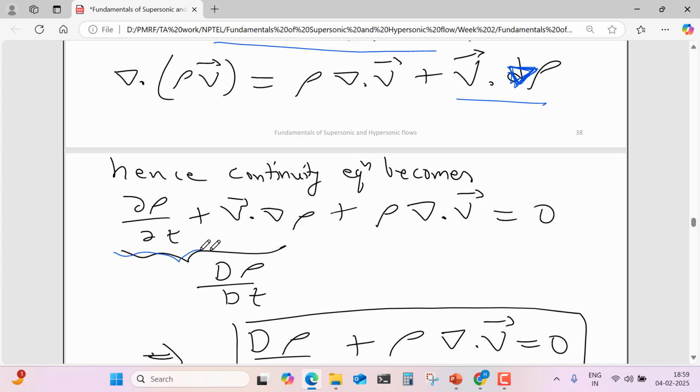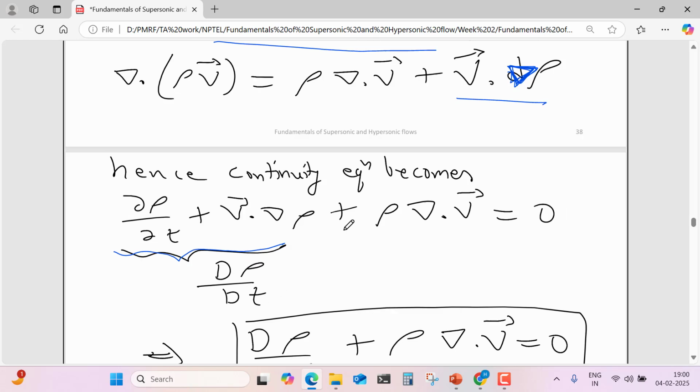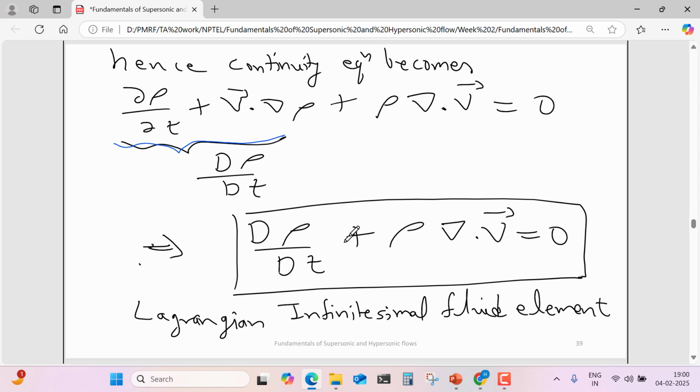If we see the definition of the substantial derivative, dou rho by dou t plus V dot del rho becomes d rho by dt. So our equation will become d rho by dt plus rho del dot V vector equals 0. This is the equation in Lagrangian infinitesimal fluid element form. This is the differential form of the equation.